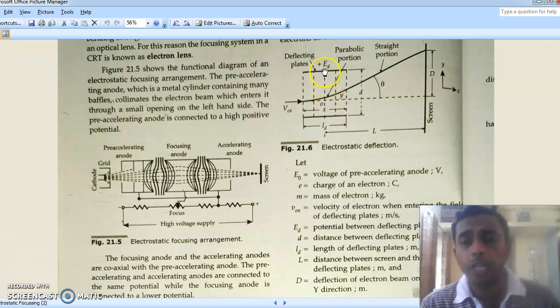The potential difference between the two plates is ED. In this textbook, unfortunately, they have used the letter E. E is actually universally used for electric field intensity, but unfortunately they have used it for voltage here. So keep in mind that E here represents voltage, and the electric field intensity in this textbook is taken as epsilon. So this is the voltage existing between the two plates.